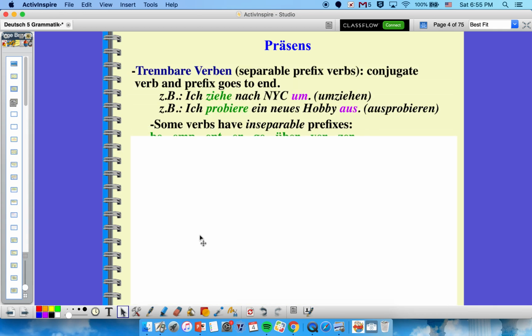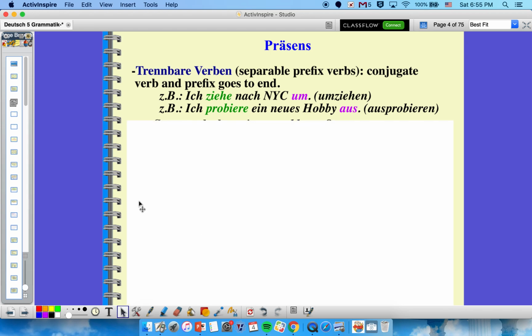Another thing we have to talk about when we talk about present tense are trennbare Verben or trennbare Prefixverben, separable prefix verbs. So remember that there are several verbs in German that have a prefix on the front, and if that prefix, generally speaking, there's one exception, but if that prefix is a word on its own, it's generally going to separate when you actually conjugate it.